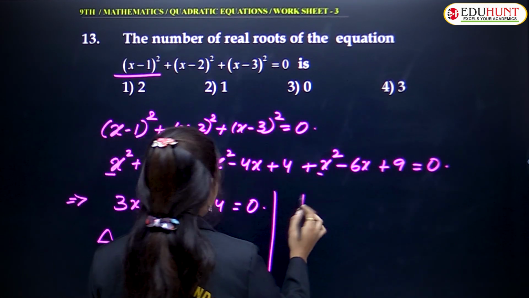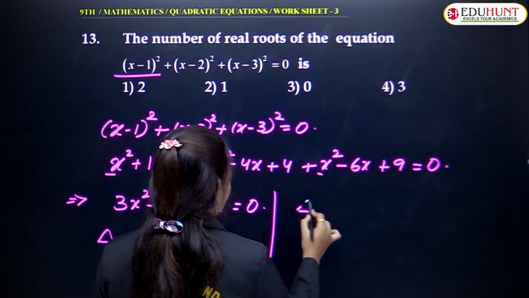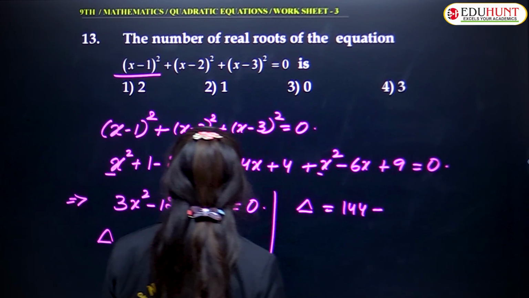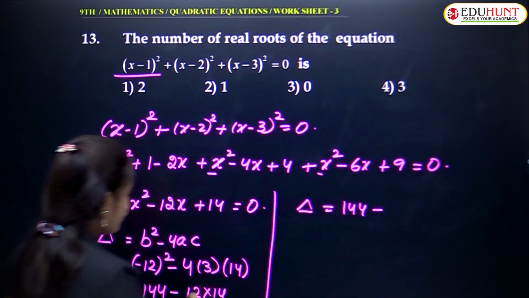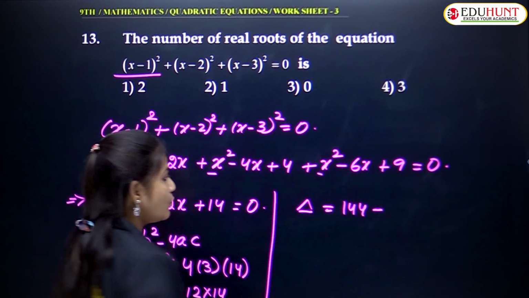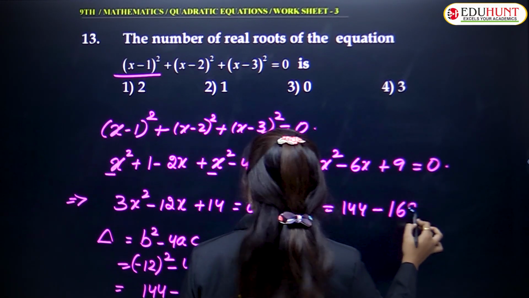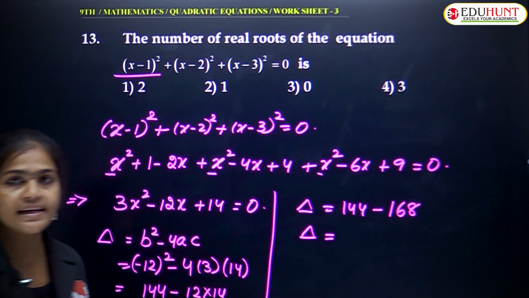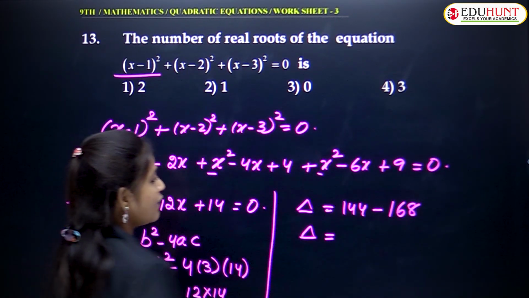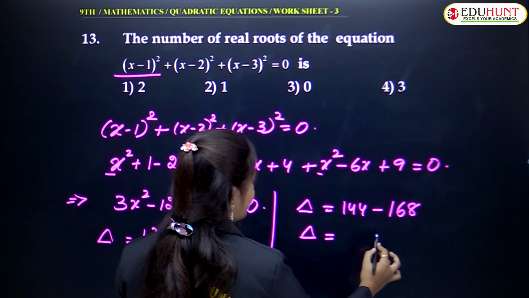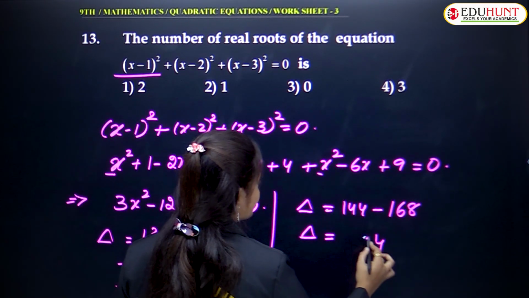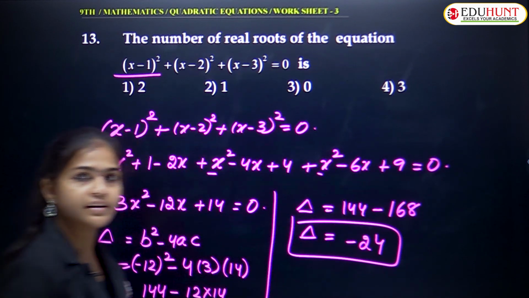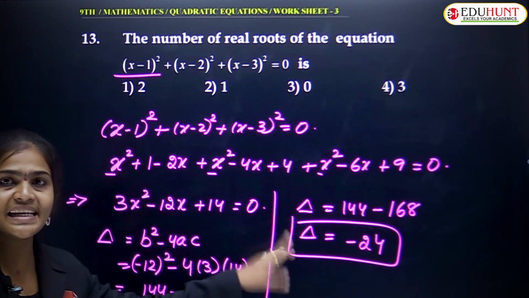So delta is equal to 144 minus 12 into 14, which is 168. Okay. So here delta is equal to 144 minus 168. So the leftover 8 minus 4 is 4, and here 6 minus 4 is 2, and here minus. So the delta value we got here, delta is equal to minus 24.